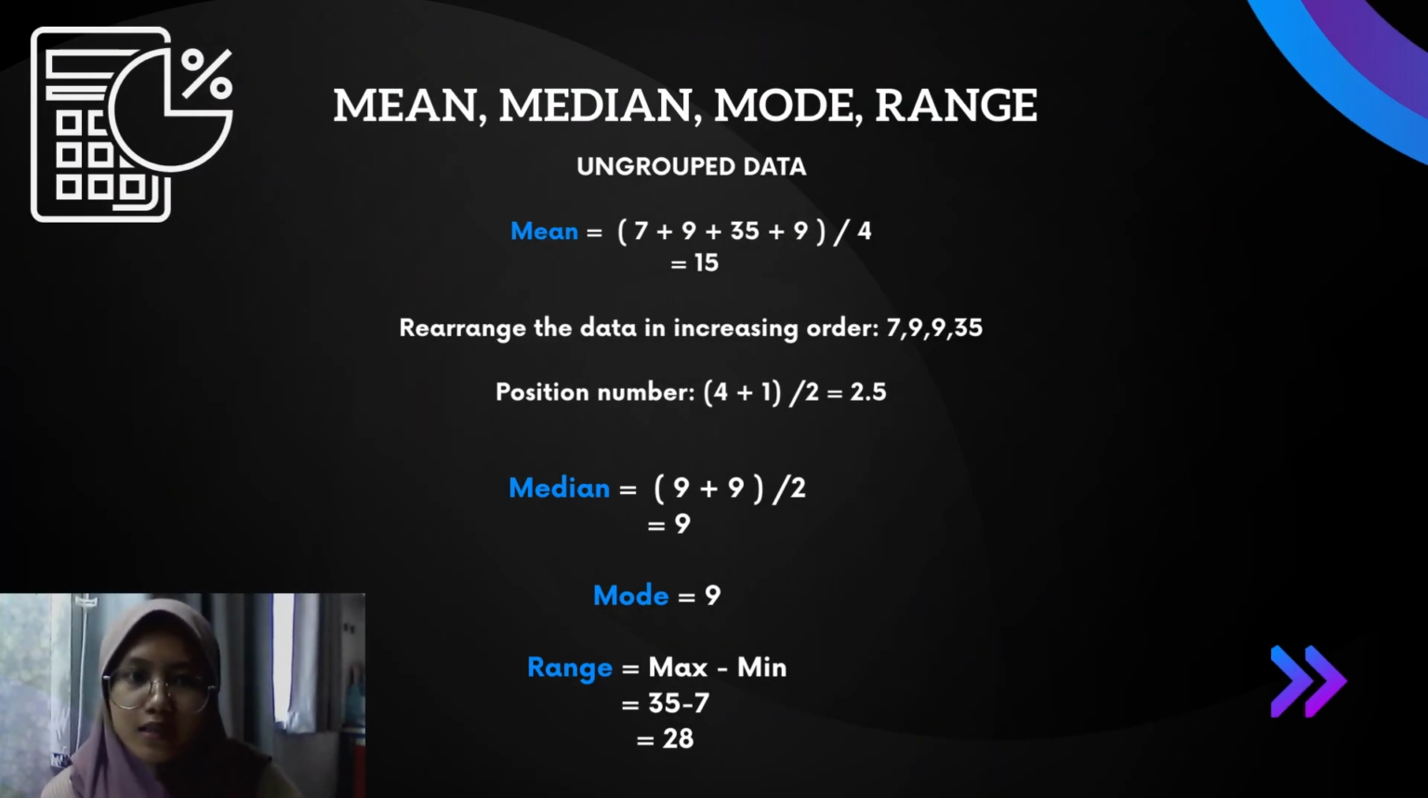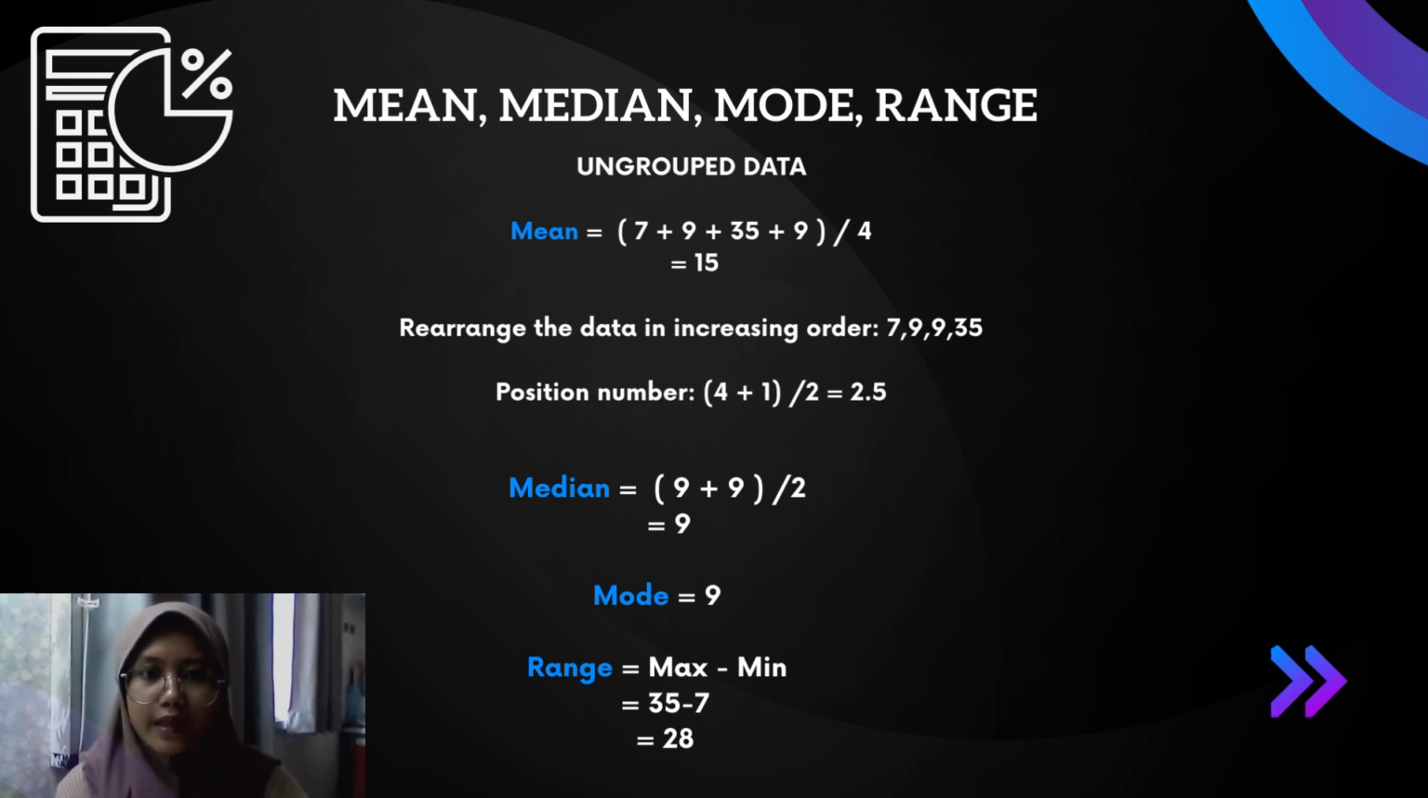Question number 1: we analyze a data set comprising 4 values, which are 7, 9, 9, and 35. We calculate various measures of central tendency. First, we calculate the mean. The mean of the data set is calculated using the sum of the observations divided by the number of observations. In this question, we sum all the values and divide by 4, and we get 15 as the answer.